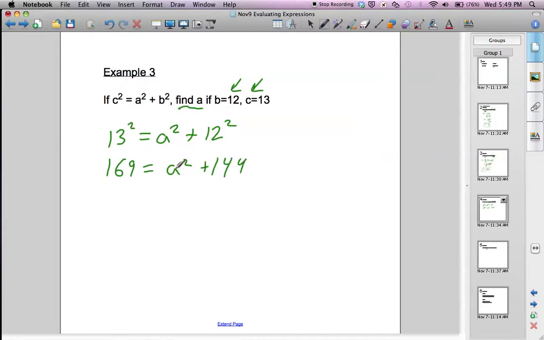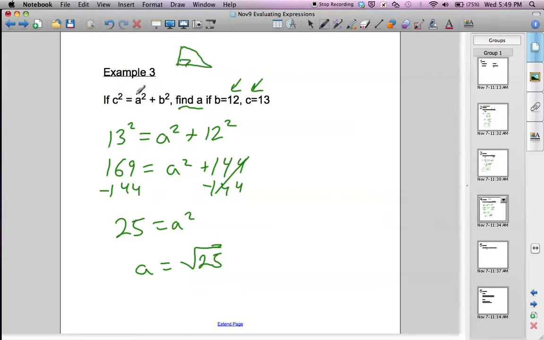Okay, we're going to be solving for A squared, so let's subtract 144 from both sides of the equation. We get A squared equals 25. Okay? And then the opposite of squaring is square root, so we get A equals square root of 25. Technically, we should be getting the positive and negative square root, but I know this comes from the Pythagorean theorem, which involves triangles. So you can't have a negative number, so let's just take the positive square root, and A equals 5 in this case.